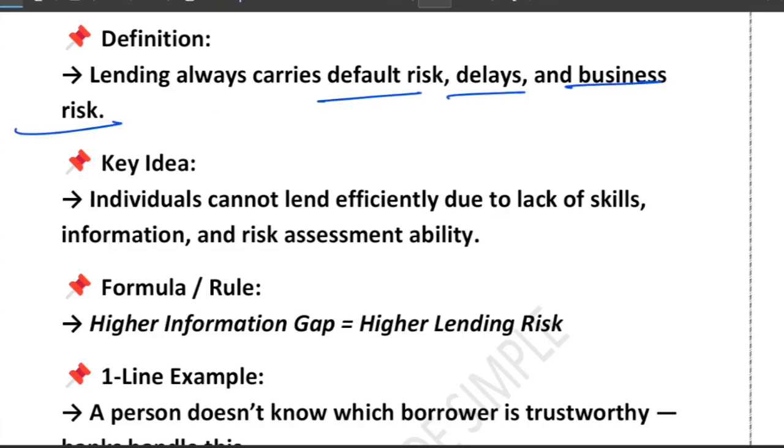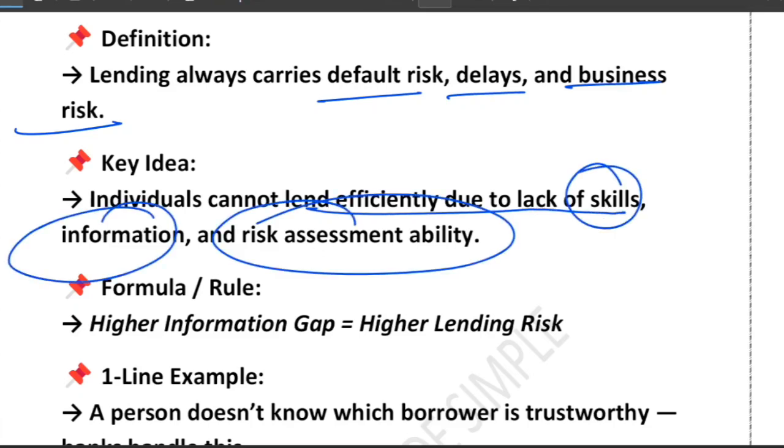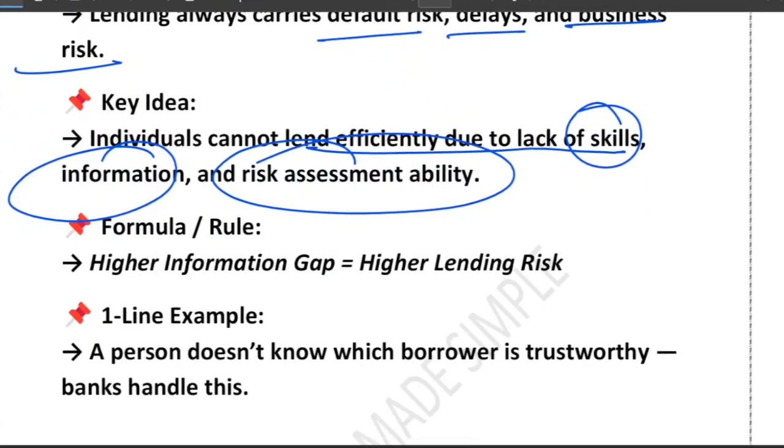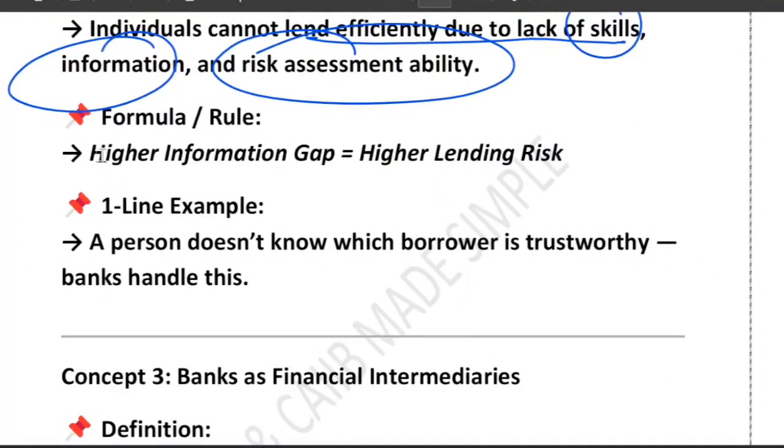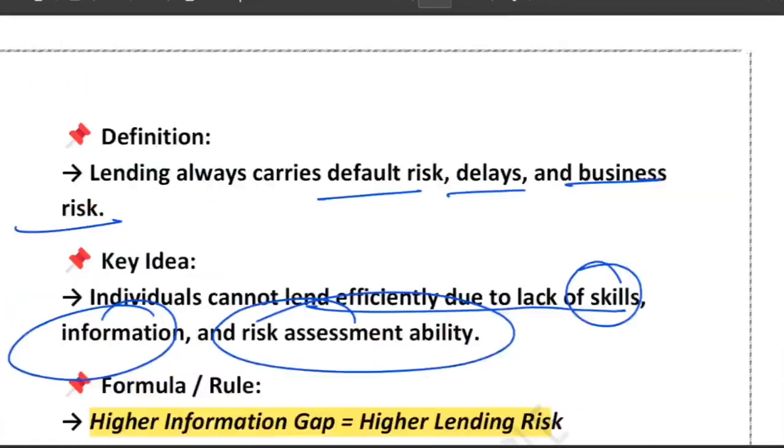So an individual cannot lend efficiently because they don't have the skill or information to judge who is trustworthy, right? Why? Because they don't have the skill, they don't have information, they don't have risk assessment ability. That's why banks handle this risk professionally, right? The reason is a high information gap means higher lending risk. The larger the information gap, the larger the lending risk. For example, take the case of a person. He doesn't know which borrower is trustworthy. Banks handle this professionally. That's the point.